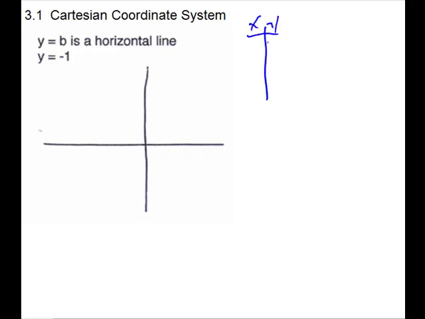This time our y has to be -1. Since there is no x, we can put any x we want. So 0, 1, 2. So over 0 down 1, over 1 down 1, over 2 down 1, and you can see these are lining up horizontally.